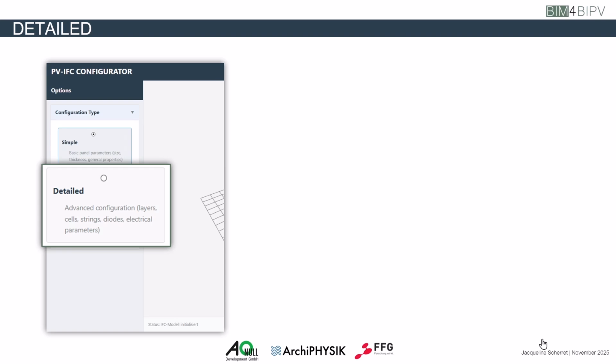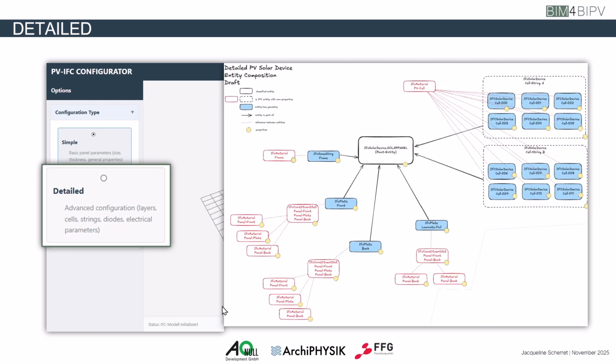In the last two videos, we saw a quick overview of the configurator and the simple mode. And now let's take a look at the detailed configuration. This mode allows for much more detailed component-based definitions. The root, the IfcSolarDevice, is now composed of many individual entities.